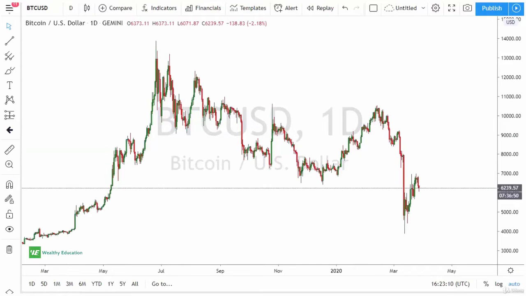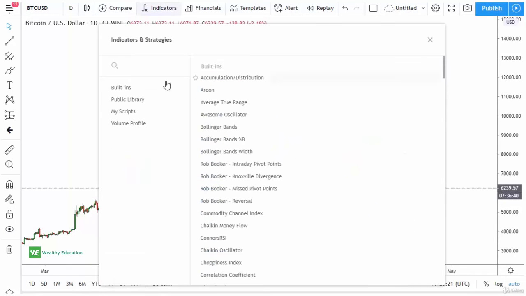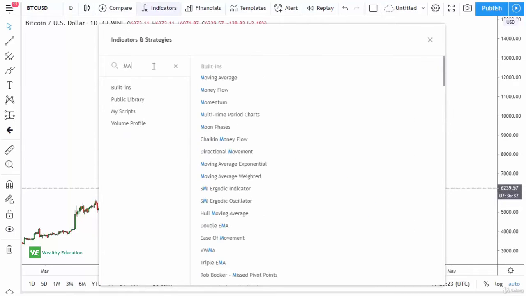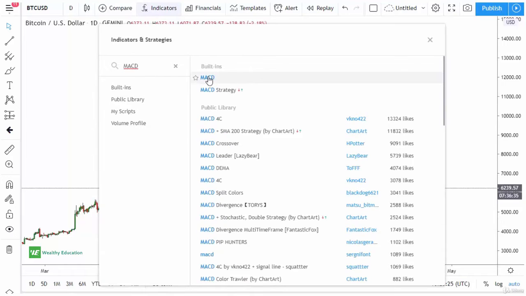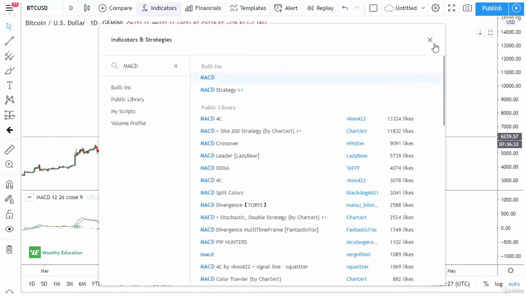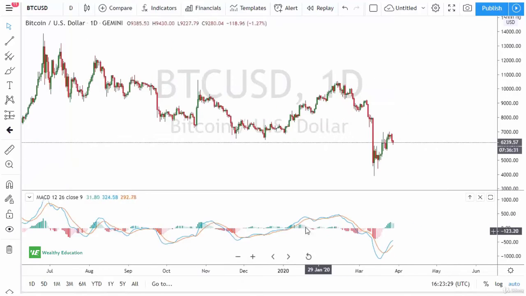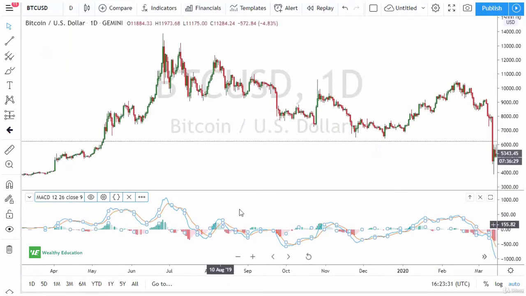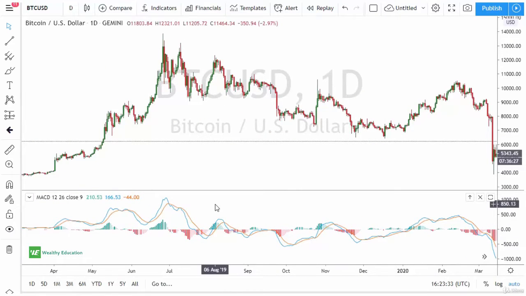In this video, we'll take a look at the moving average convergence divergence, or MACD, indicator. The first thing we'll do is put that on the chart. So let's go ahead and click on indicators, type in MACD, and it'll come up. Make sure you click MACD and not MACD strategy. And you can see it opens up a separate window underneath, and there's a histogram and a couple of moving averages.